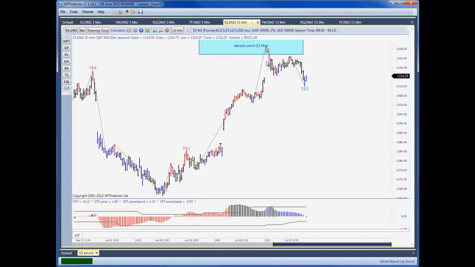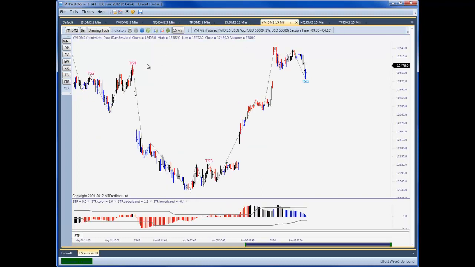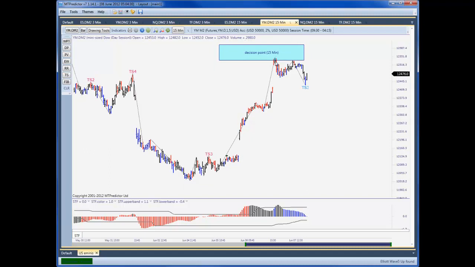The ES gapped up, went straight into this decision point resistance, and then declined for the rest of the day. So here you can see that this decision point gave us early warning of a potential resistance that actually nailed the very high of the day and defined the trend down for the rest of the day. Let's have a look on the YM. Again, remember, these are on the charts before the market even opens. As you can see on the YM, that nailed the high of the day, defining the trend as down.